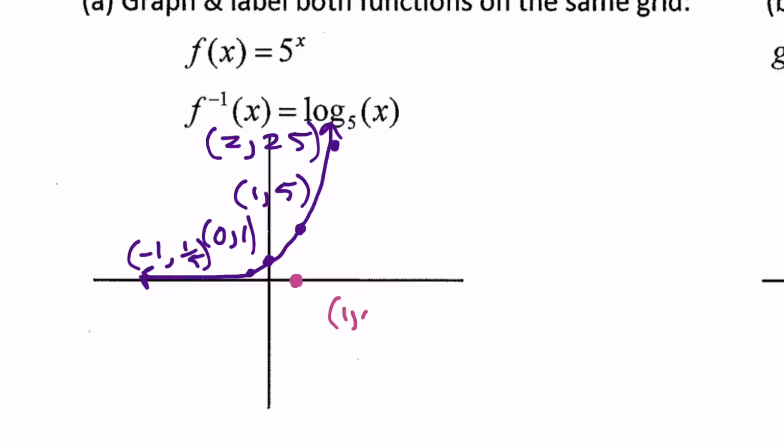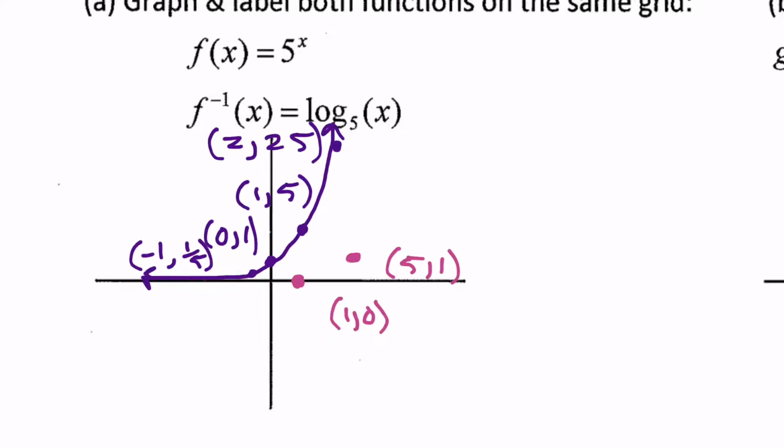I'll label that 1, 0. Instead of 1, 5, we're going to have 5, 1. So we'll call that 5, 1. And then instead of 2, 25, we're going to have 25, 2. So maybe about there. 25, 2. Similarly, instead of -1, 1/5, I will have an x value of 1/5, a y value of -1. So that point would be like there. So 1/5, -1. So I'm showing 4 points, more than you need to show.